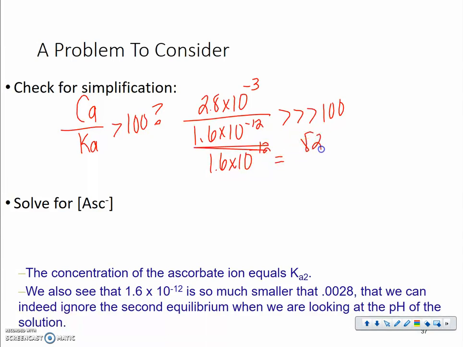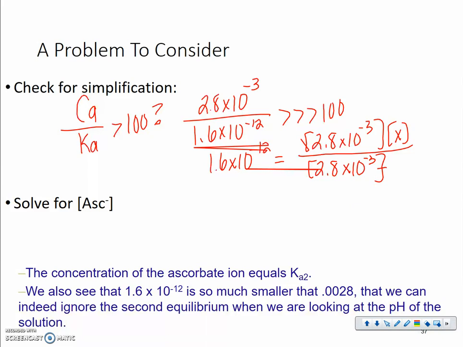So now on top we have just this, no more plus x times x. And no more minus x, we can ignore that. So now these two things are going to cancel out, making our simplification, our math, much easier. So our value for x is just our value of Ka2, which is equal to our anion that we were trying to find.